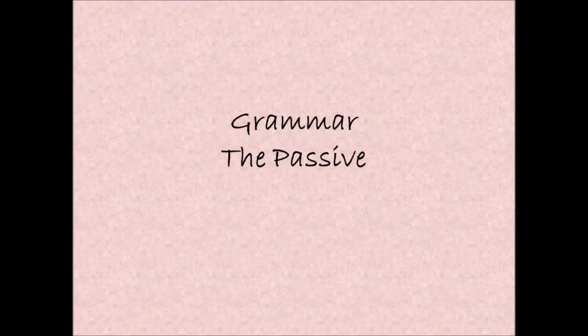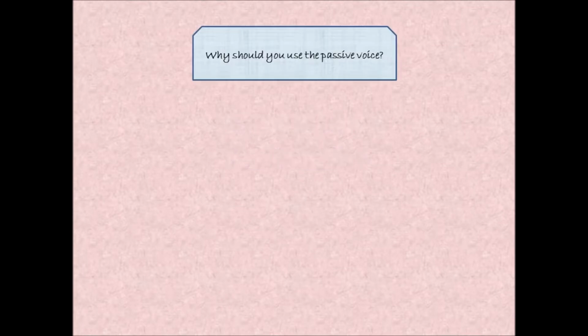Today we're going to learn a new grammar structure, the passive voice. This is quite a confusing grammar structure in the English language, and you may ask, what's the point of using it? So let's go through and find out why we use it and when we use it.